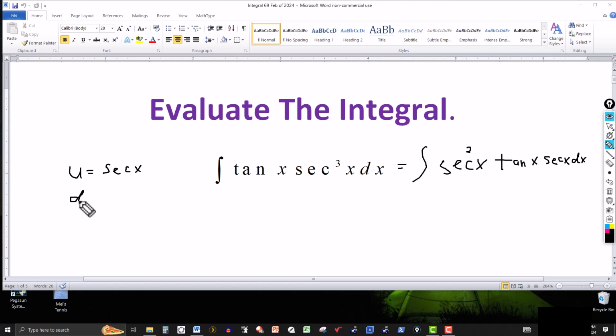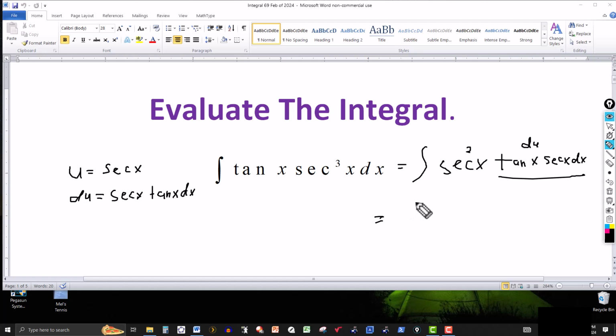Because then I can say du, the derivative of secant, is secant of x tangent of x dx. So we got tangent x secant x, or secant x tangent x dx. This quantity right here can be replaced by du. That's going to be my du. And of course this secant here, that's going to be my u.